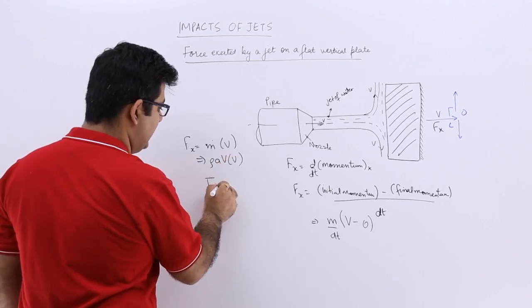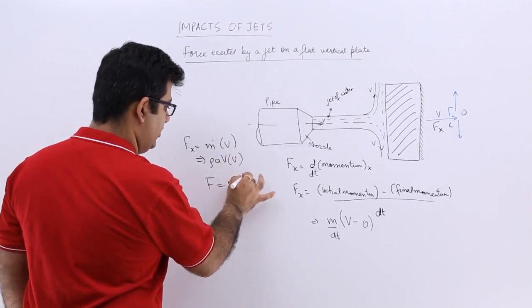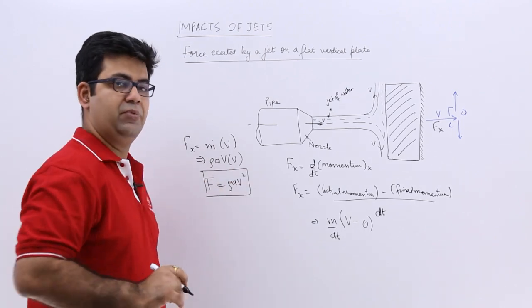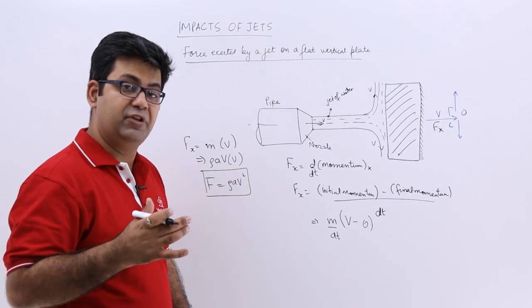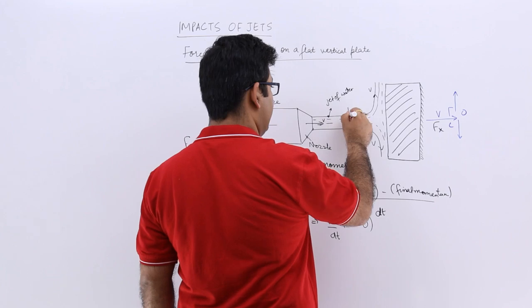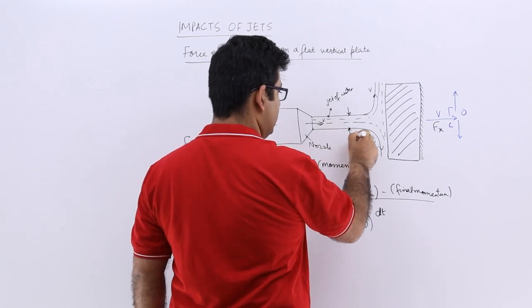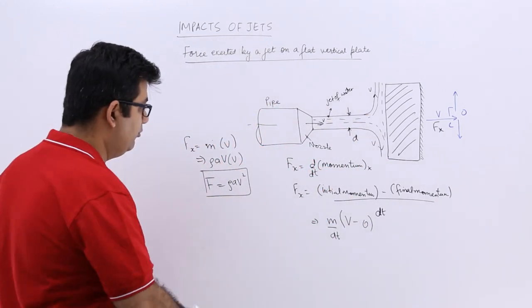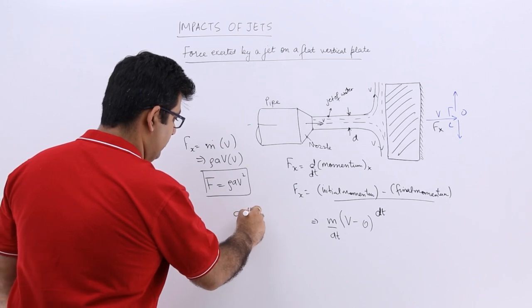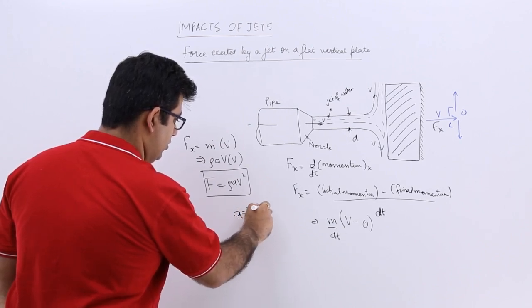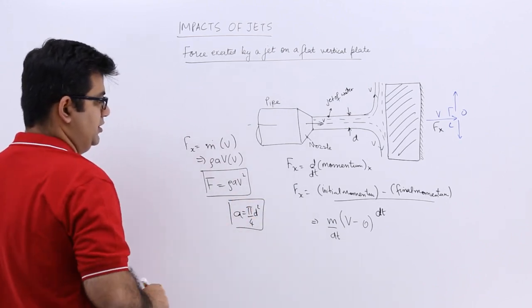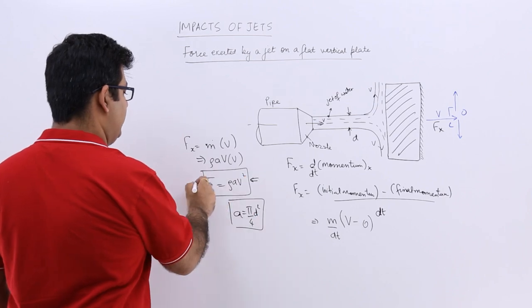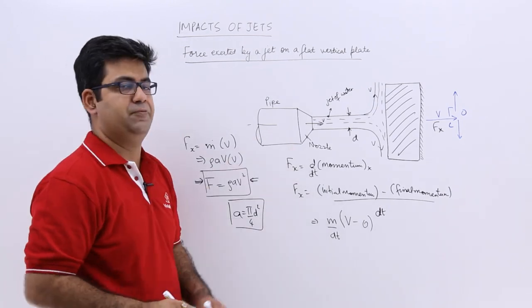So the force exerted is rho a v square, where a is the area of the jet and the diameter of this jet is small d. So area would be pi upon 4 d square. So this is the expression to remember for this particular case.